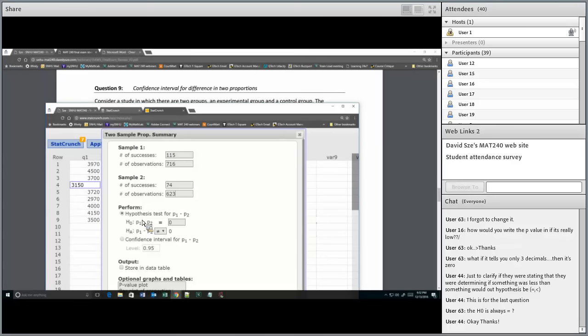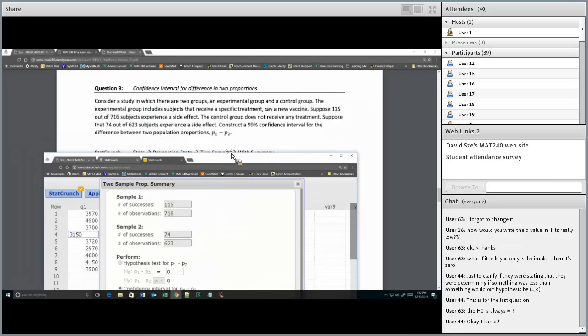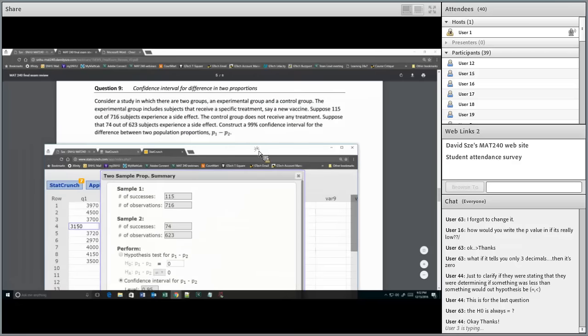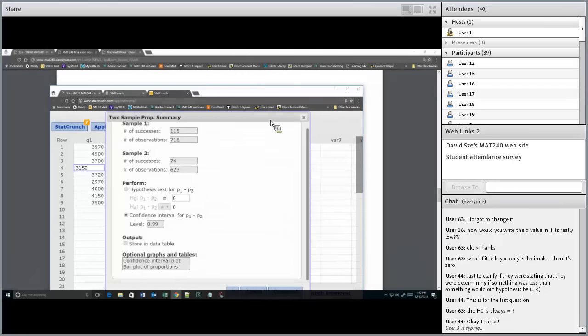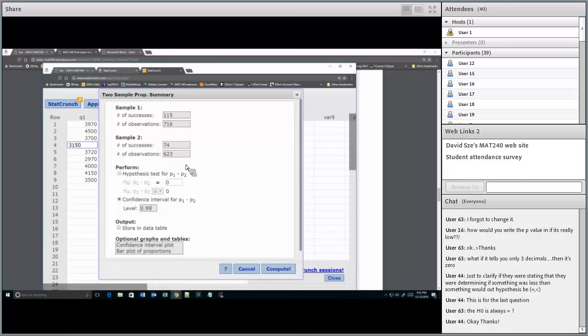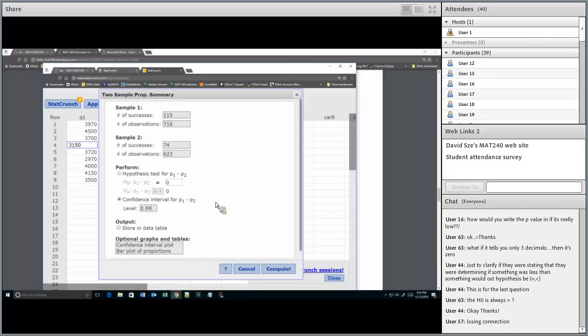I need the confidence interval. I don't want the hypothesis test. I need the confidence interval. So I'm going to click on this. And the problem says I need a 99% confidence interval, so I want 99% here. And that's it. That is all. So you see how easy the problem was? Even though the problem statement made it look very long and complicated, once you have the numbers taken out from the problem, it's a very simple problem to solve.